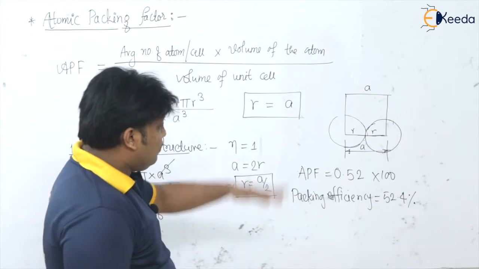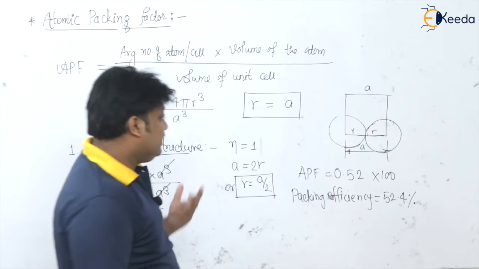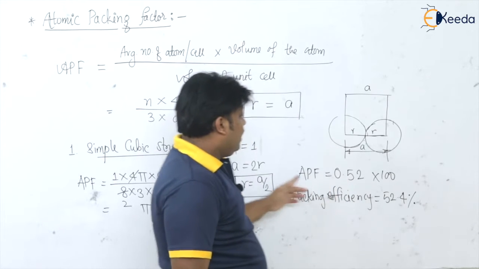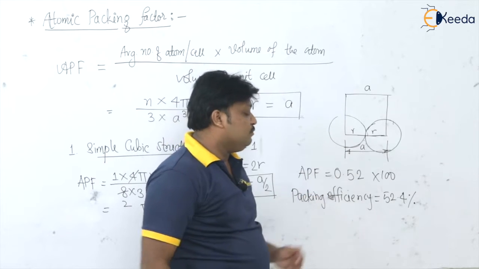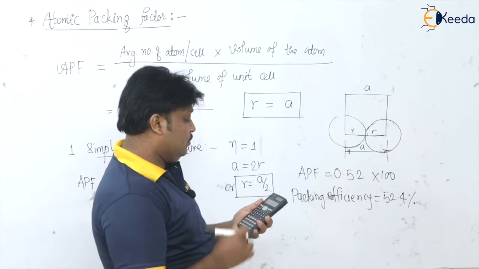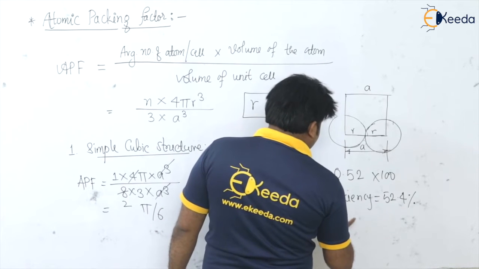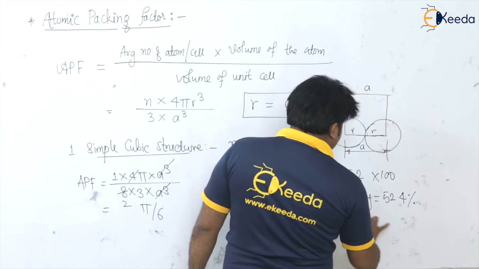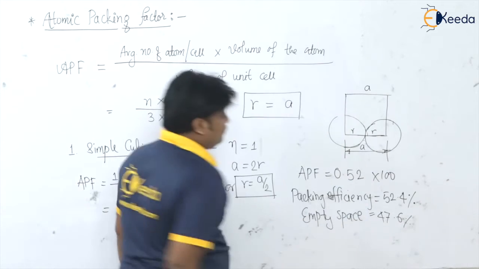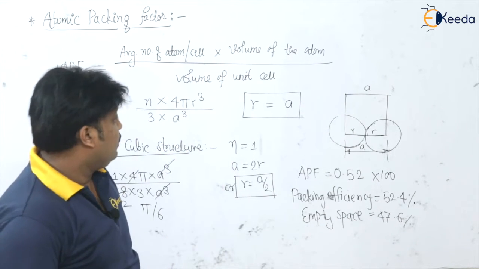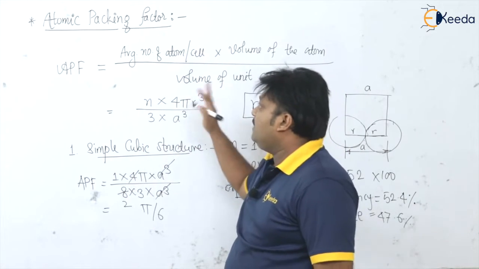Now once you get this packing efficiency, we will get the empty space, isn't it? And how many voids are here? If 0.52 is the packing fraction, then how much will the empty space be? 1 minus 0.52, isn't it? So 1 minus 0.52, that is you will get here the empty space in simple cubic around say 47.6%. Please. So in this fashion we can calculate the atomic packing factor.